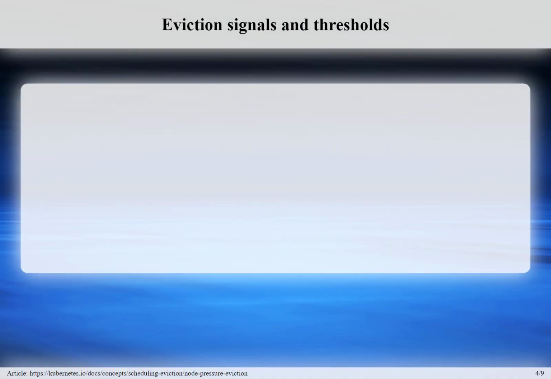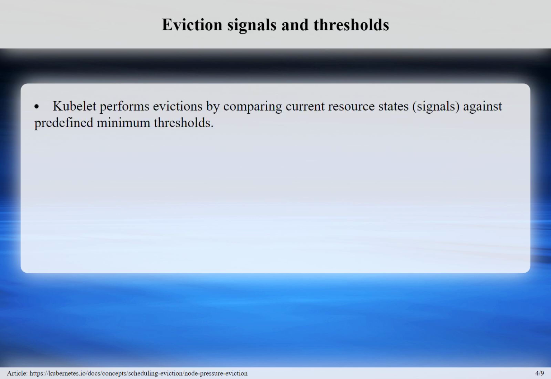Eviction signals and thresholds. The kubelet manages resource allocations in Kubernetes and makes decisions about evicting pods based on various parameters. One key concept includes the eviction signals, which represent the current state of resources and are used to determine if resources are low by comparing them against predefined eviction thresholds. The thresholds define the minimum amount of a resource that should be available on a node, and the kubelet uses these thresholds alongside signals to decide when to perform evictions.